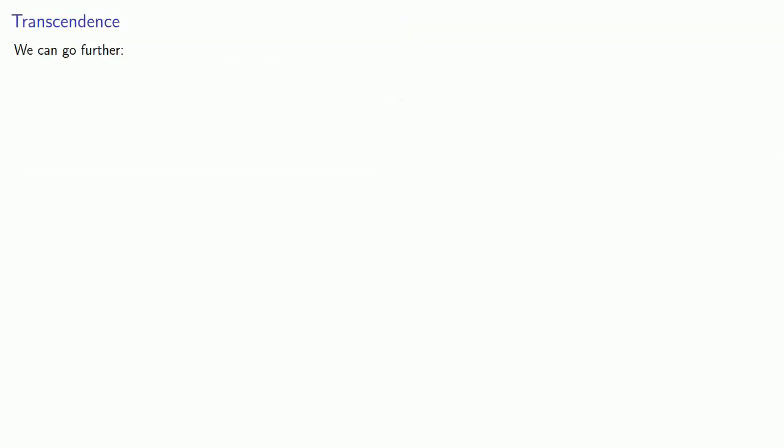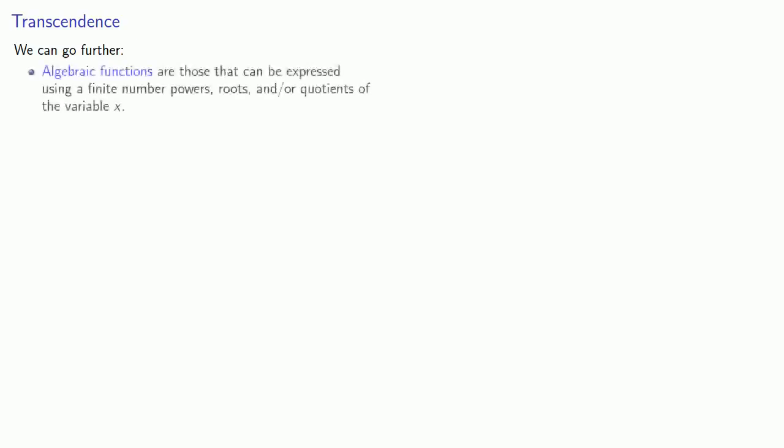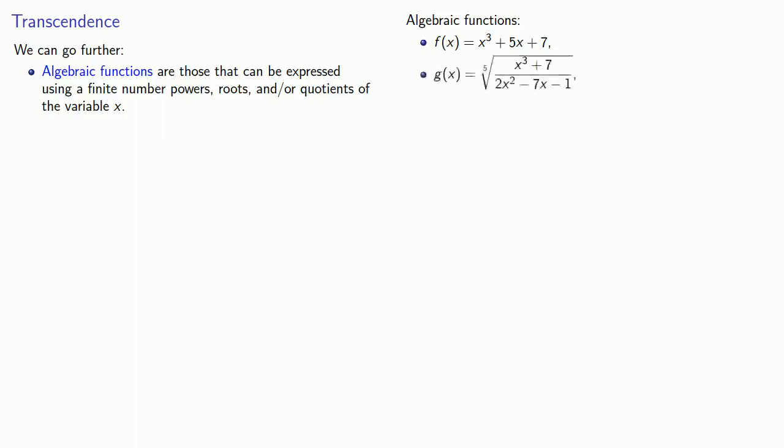We can actually go a little bit farther with this. Algebraic functions are those that can be expressed using a finite number of powers, roots, and or quotients of the variable x. So algebraic functions are friendly things like f of x equals x cubed plus 5x plus 7, or fifth root of x cubed plus 7 over 2x squared minus 7x minus 1, or some horrible expression like this.